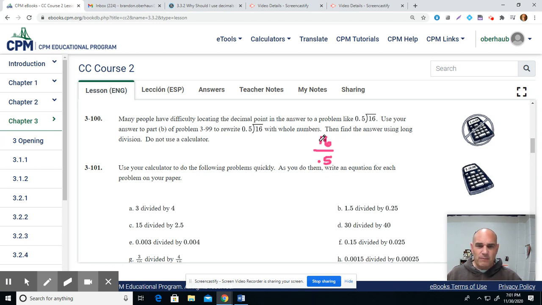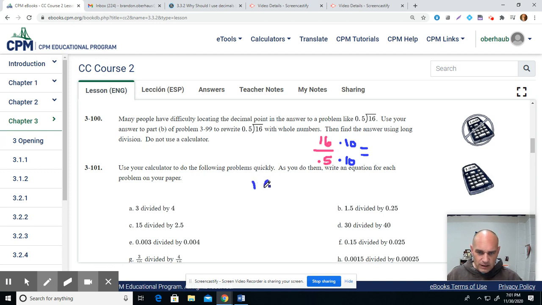So we want to get something so we have whole numbers here. We get rid of this decimal. So here's what I'm going to do. I'm going to multiply this by 10. And if I multiply the bottom by 10, I have to also multiply the top by 10. And you might be saying, why would you multiply by 10? Because when I multiply something by 10, the decimal slides one spot to the right.